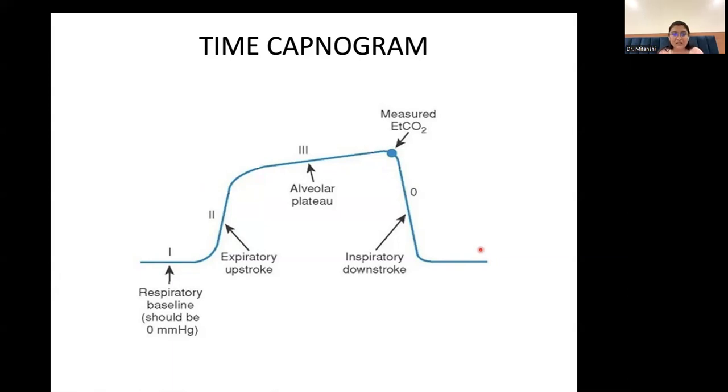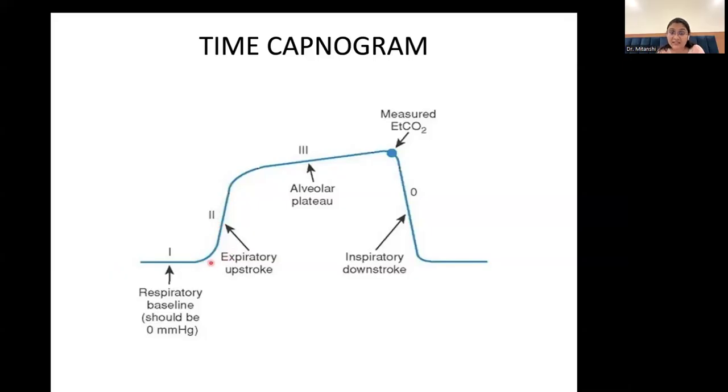Now, the four phases of the graph, we'll see each phase well in my presentation. But just to explain what is happening in this graph, the first phase is the respiratory baseline, and it is not supposed to have any carbon dioxide. So it contains 0 mm of mercury of carbon dioxide. So this is my inspiration. There is no CO2 component. I'm just inhaling oxygen right now.